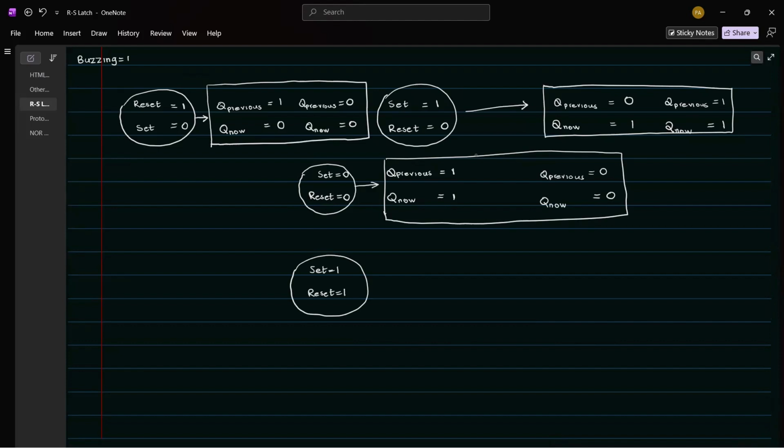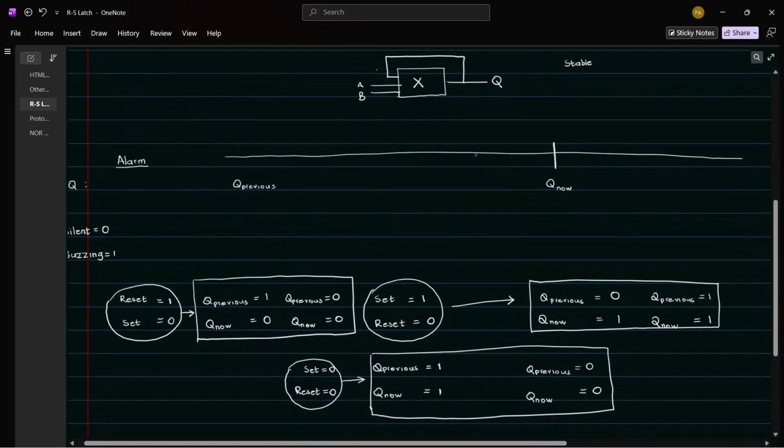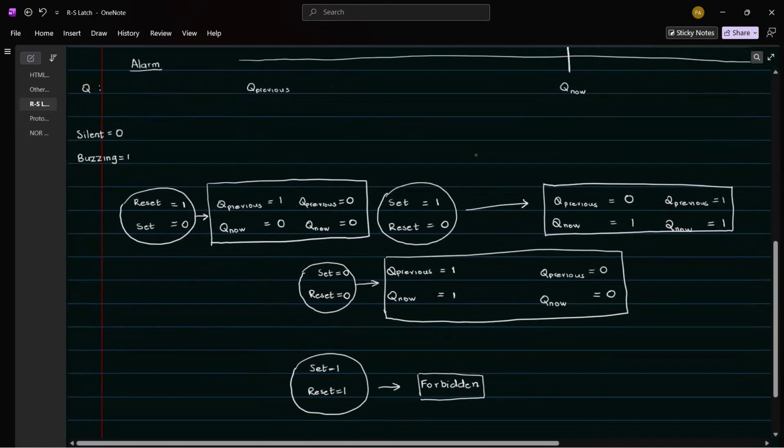This should not happen, so we call this forbidden. There are safety measures that do not allow this to happen. That's it. These are the application or use cases for the RS Latch.